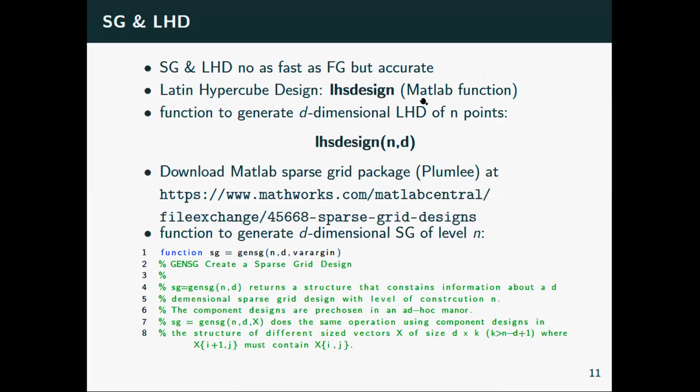So we can use the MATLAB built-in function to generate a Latin hypercube design. In the built-in function lhsdesign, the N stands for the number of points you're using, and D stands for the dimension of the design. And for the sparse grid design, we can go to this website to download the sparse grid package by Plumlee. Then we can see that this function is for generating a sparse grid design with level N and dimension D.